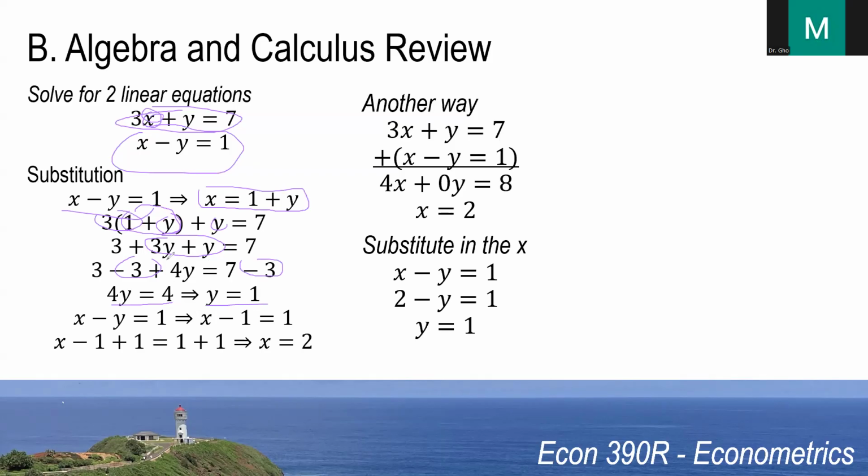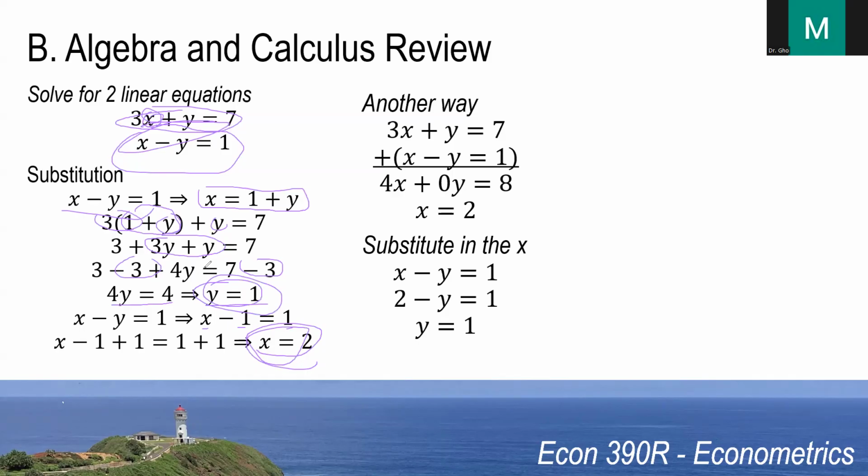Once you have y equals 1, pick any one of these formulas, whichever one you want. I'll just happen to pick the second one. Plug in your y, so x minus 1, which is y, is equal to 1. Add 1 to both sides, x equals 2. So we have our solution, x equals 2 and y equals 1. That's using the substitution method.